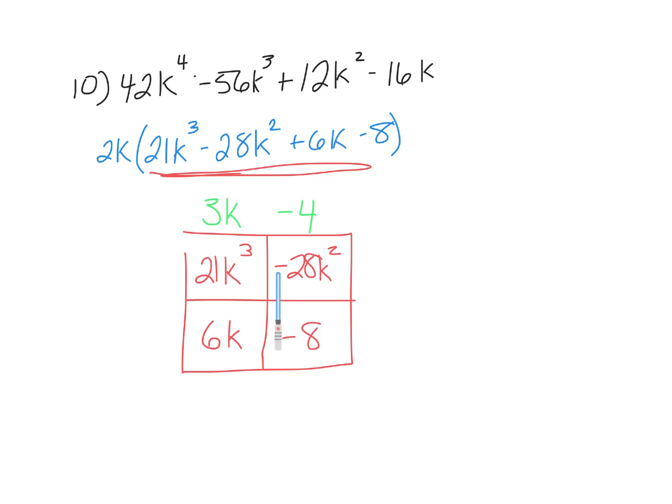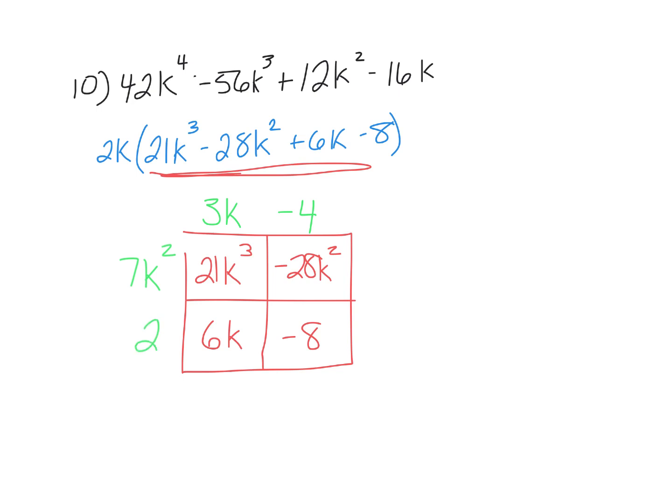And then I look at my 21k cubed and my negative 28k squared. Well, I know just from my 3 that 21 divided by 3 is 7, and 28 can divide by 7, so it's got to be 7, and then k squared, because it has at least 2 k's in each of them. And then for my 6k and negative 8, it would be just 2.